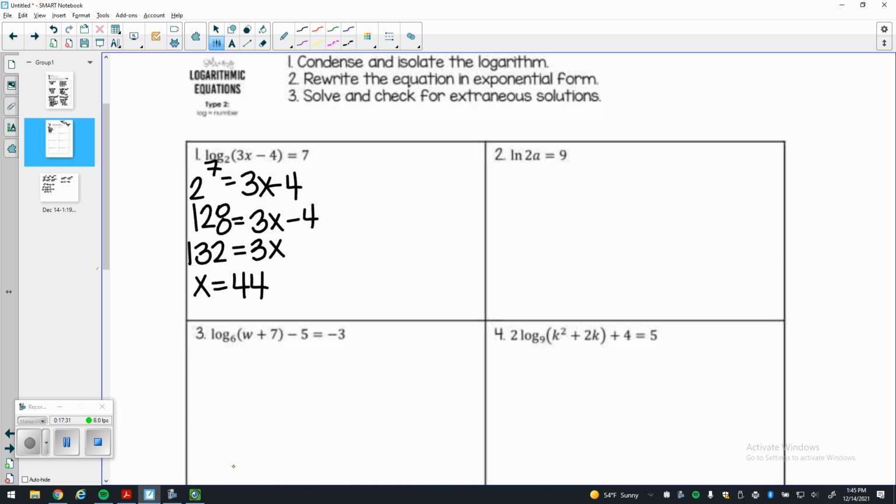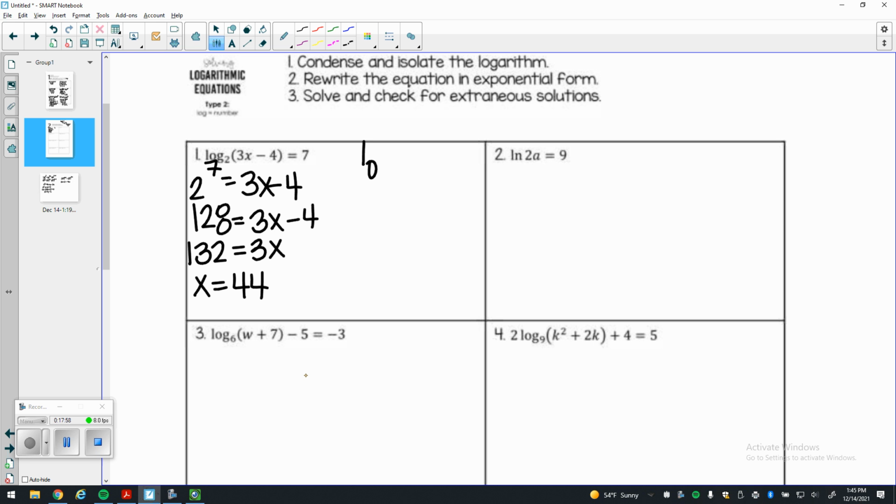Now, what you need to do is use the change of base formula. To check this, we're going to take the log of 128, and you're going to divide by the log of 2. That's your change of base formula. Did you get 7? You got it.